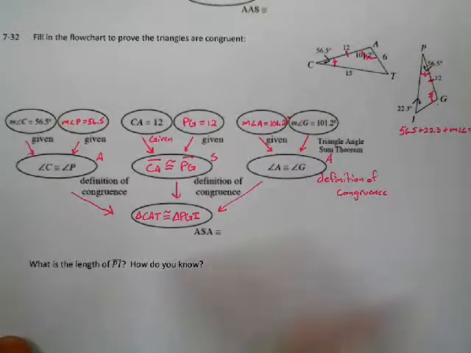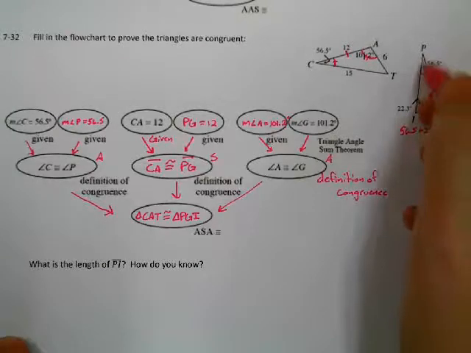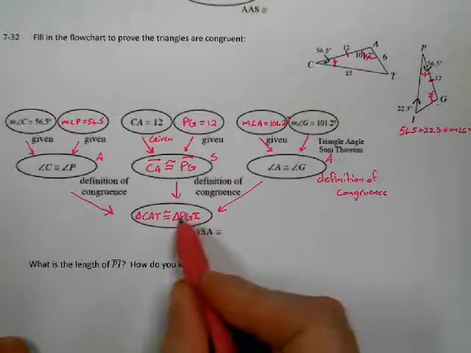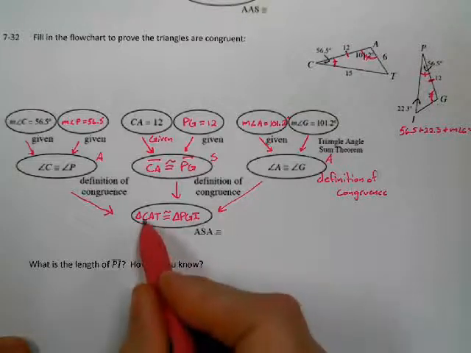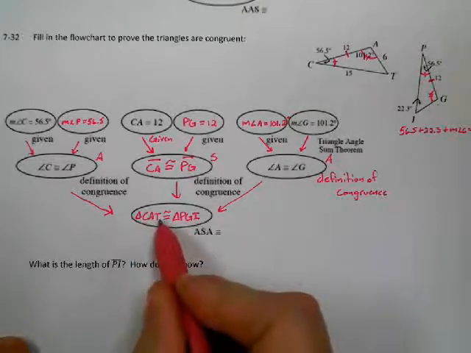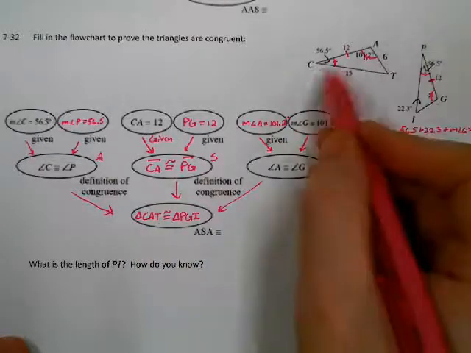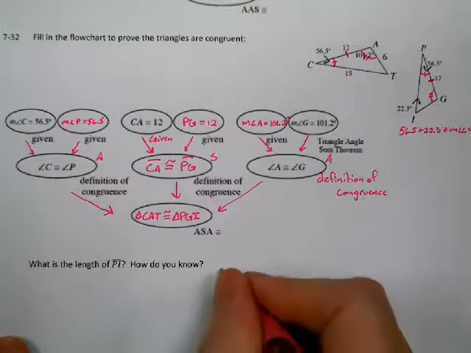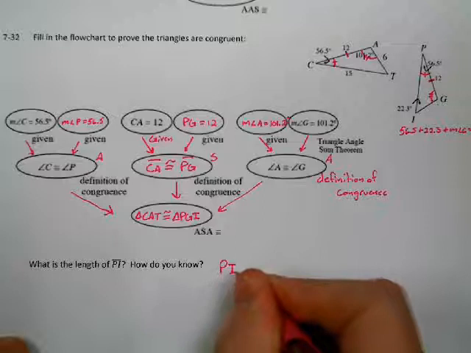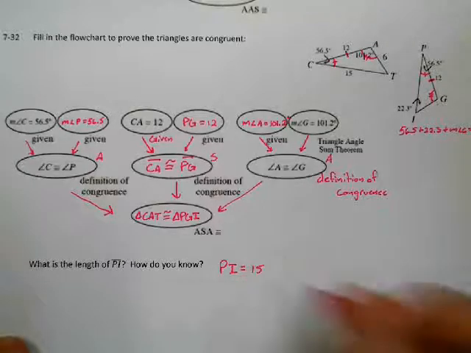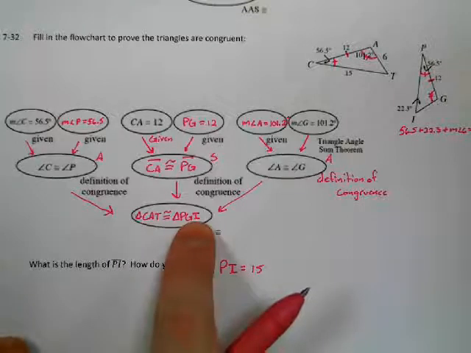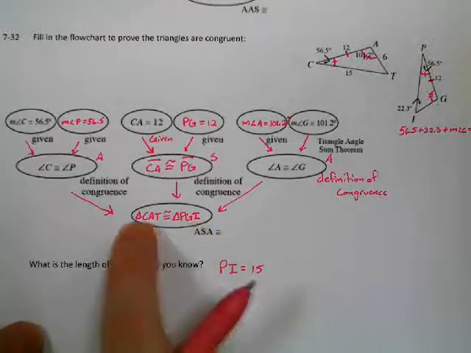All right. Now, what is the length of PI? PI, I don't know. It doesn't tell me. But look at this. P and I is the first and last letter. C and T are the first and last letter. Those two correspond to each other. Let's look at C and T. C to T is 15. Aha! Therefore, PI has to equal 15. How do I know? Because of the congruent statement. They're corresponding parts in the congruent statement.